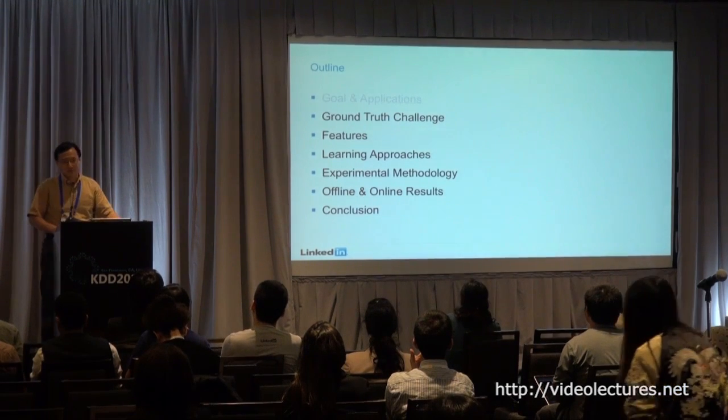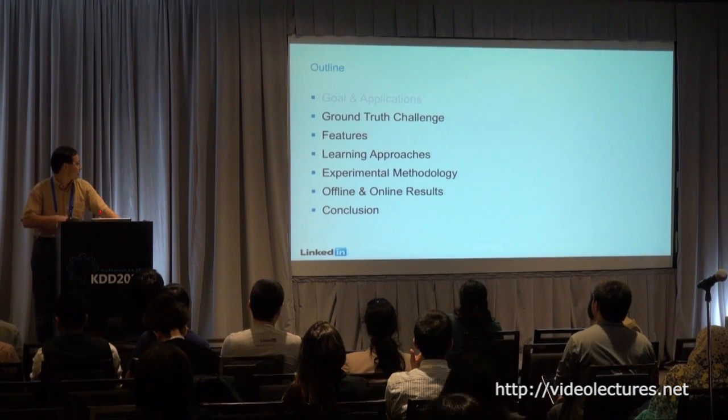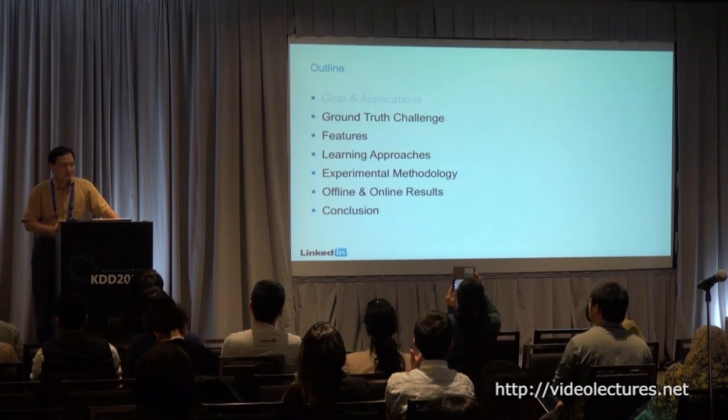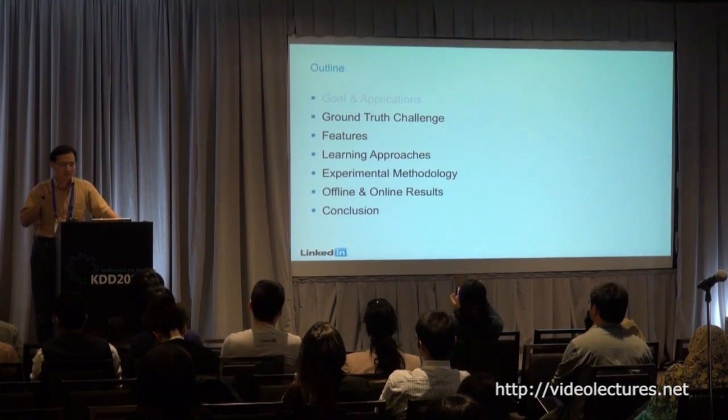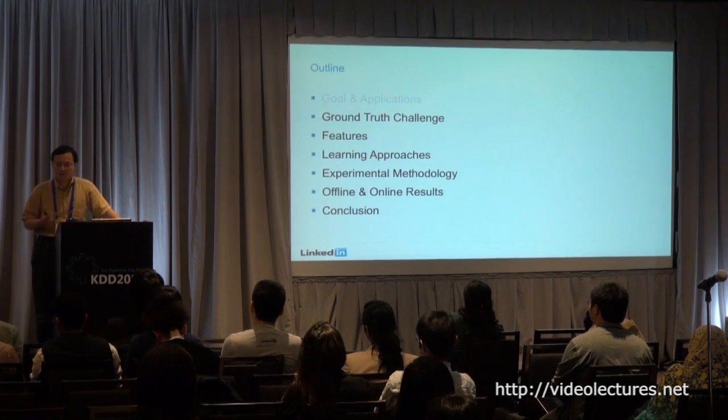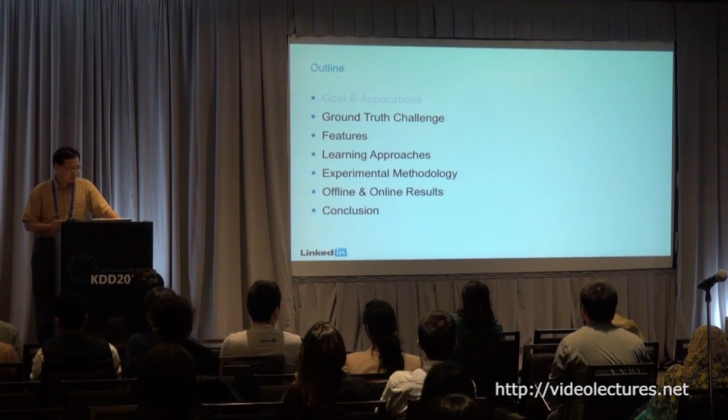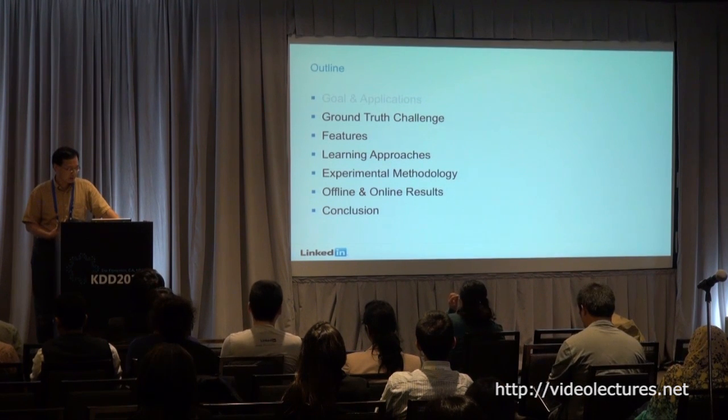So that's the motivation for the work. For the outline, we're going to give a little bit of introduction on the ground truth challenge. We don't have the real ground truth for the data. We don't know who the decision makers are in this case. We're going to talk about the features and the approach we use for learning. Then we show some experiments, both offline and online.